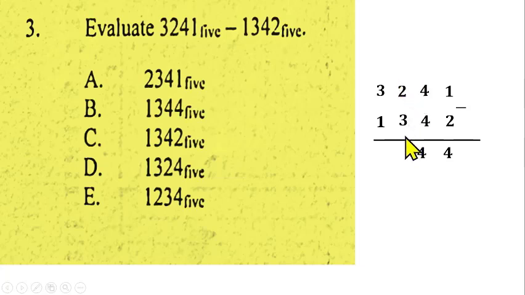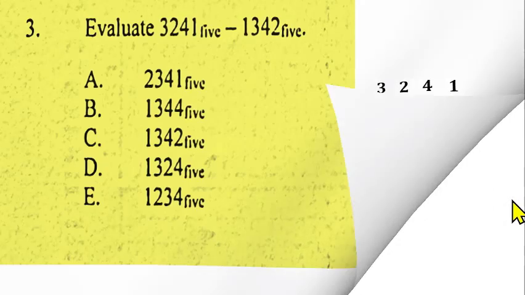1 minus 3 is impossible. You borrow from here to here, so that's 5 plus 1, which gives us 6. Then 6 minus 3 is 3 again. You are left with 2 here. 2 minus 1 is 1 in base 5. So that makes option B the correct option for question number 3.